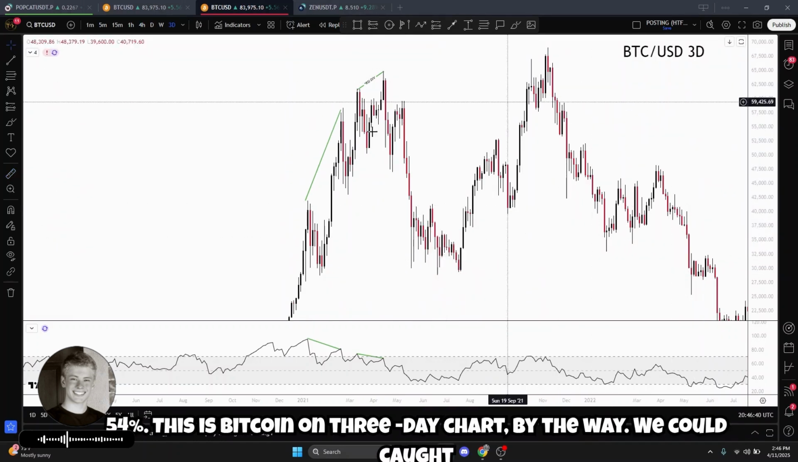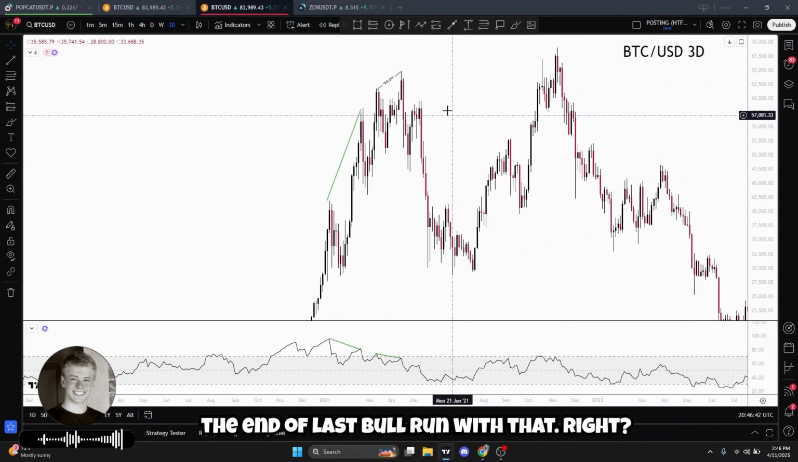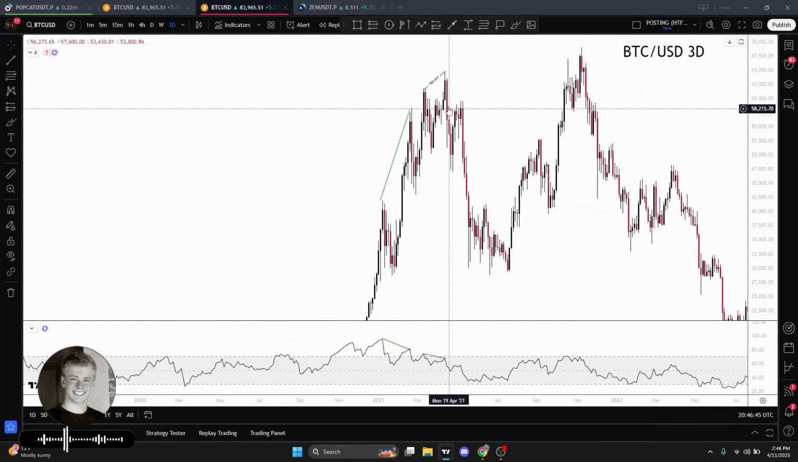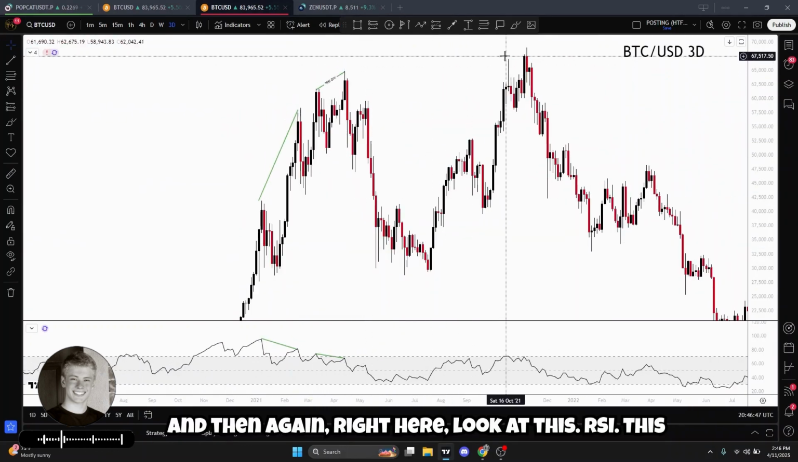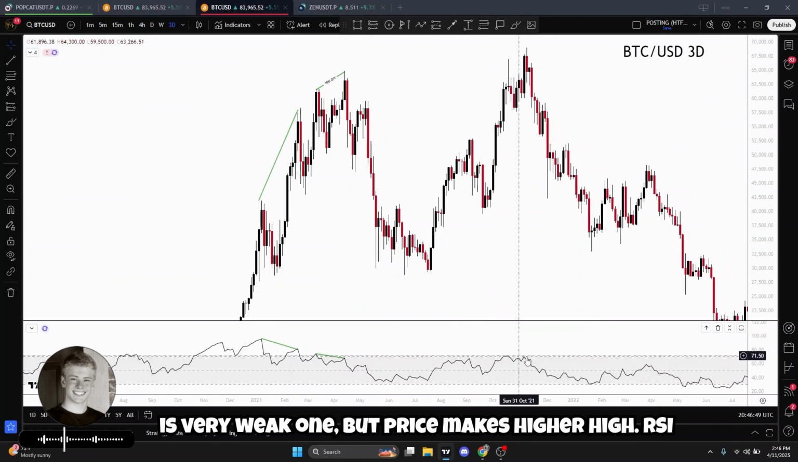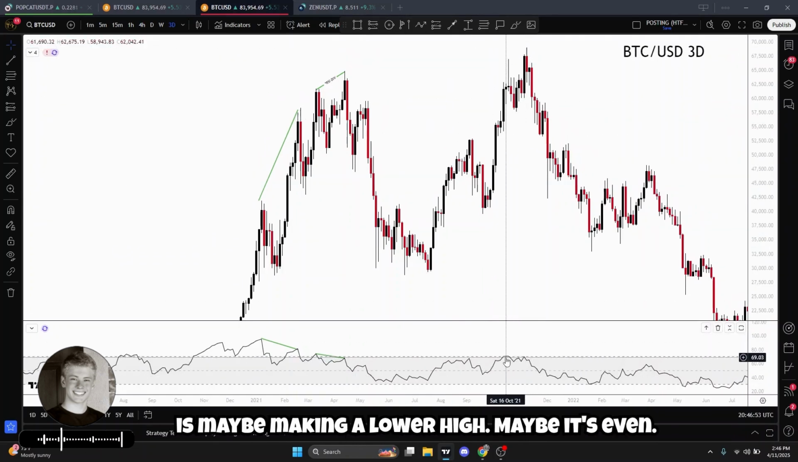This is Bitcoin on the 3-day chart, by the way. We could have caught the end of the last bull run with that, right? And then again right here, look at this RSI. This is a very weak one, but price makes a higher high, RSI is maybe making a lower high, maybe it's even.